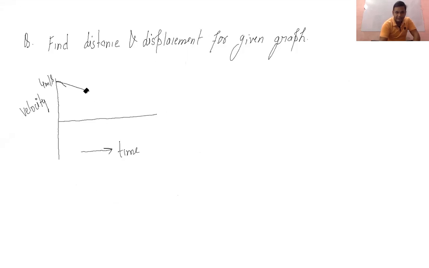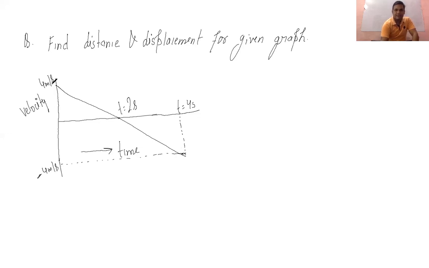I can use the eraser here. And the time here is 2 seconds. And here the time is 4 seconds. And once again, the velocity here is minus 4 meter per second. So here it is 4 meter per second. Here it is minus 4 meter per second. And this is your origin.